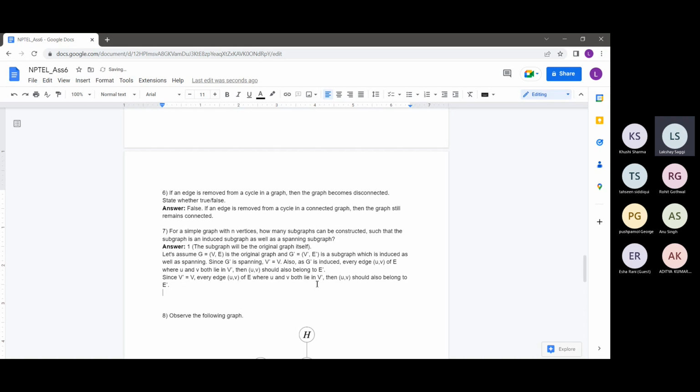Every edge U comma V. Since here it was V prime equals V, I'll just substitute V only. So every edge U comma V of E, where U and V both lie in V, then U comma V should also belong to E prime.